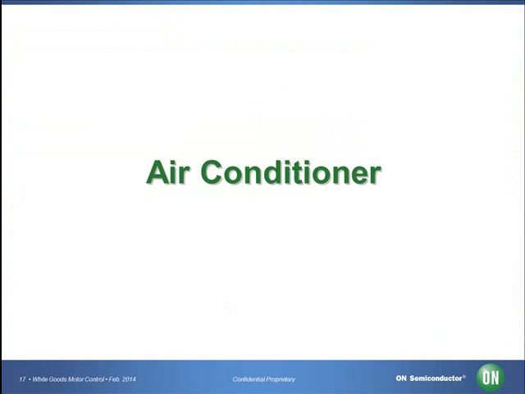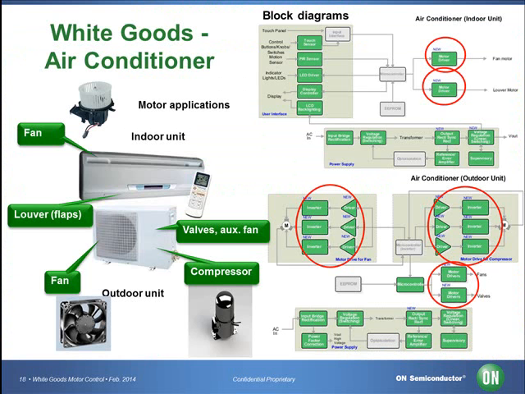Let's move on to air conditioner applications. The indoor air conditioner unit often uses 2 motors, one for the fan and one for the louvers to control the airflow inside the room. The outside air conditioning unit consists of the compressor, the fan, and valves. High-end models will have an auxiliary fan. The unique requirements of these end applications provide multiple opportunities for ON Semiconductor motor drivers to improve the product efficiency.